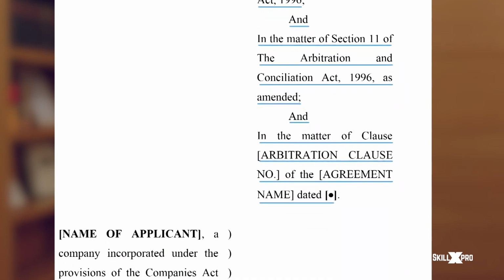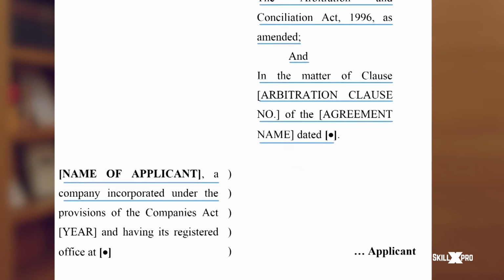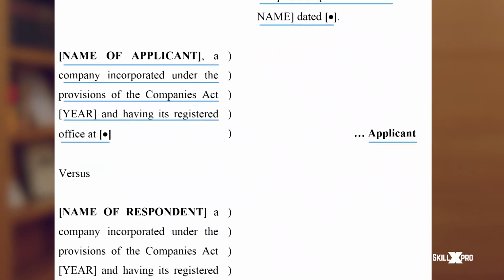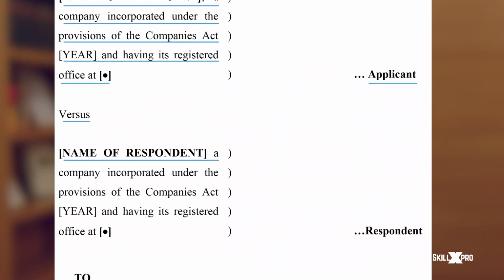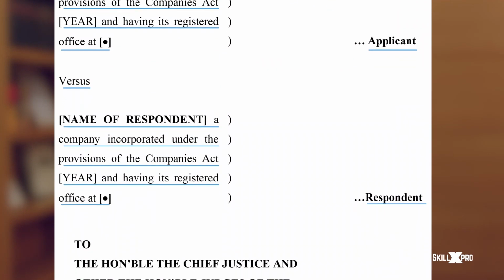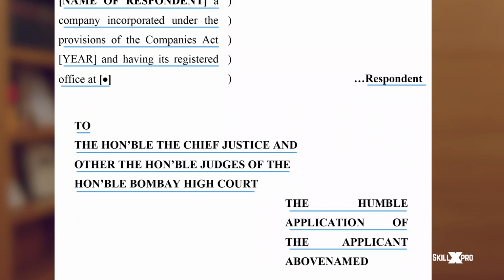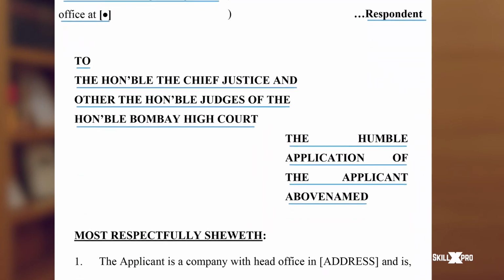Then comes your long title, where the details of the applicant company, the one who's actually moving or filing this Section 11 application, and then the other parties, the respondents who have refused to nominate or comply with the requirements of the arbitration clause by not nominating their arbitrator. It is addressed to the Chief Justice and other judges of the Honorable Bombay High Court. This is the normal format that I am reading.